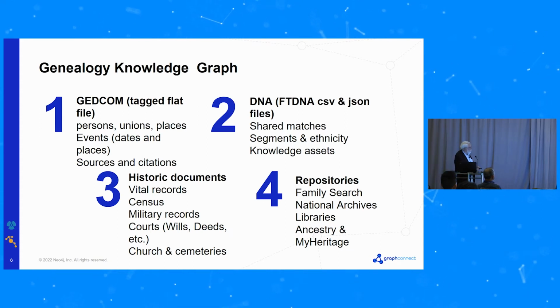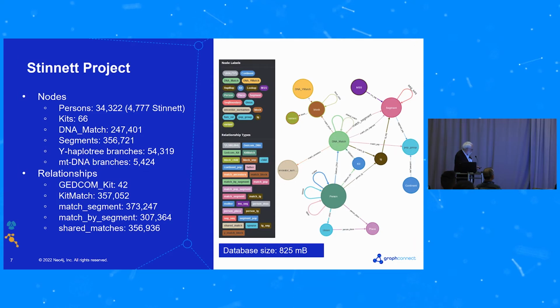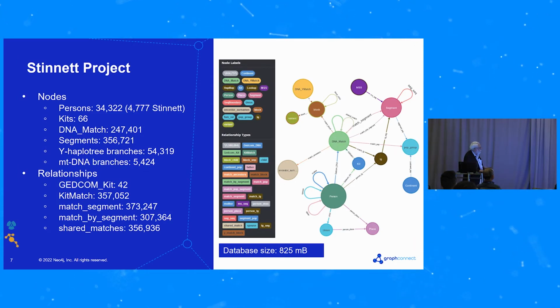So let me just show you one project. This is a surname project. This happens to be my Stinnett family, and it'll give you an idea about the data itself. So the GEDCOM file brings in 34,000 people, 4,000 of which are Stinnetts. We have 66 people in the Stinnett family line who have done DNA testing. So we brought their kits in, and that creates a lot of data, close to 250,000 DNA matches.